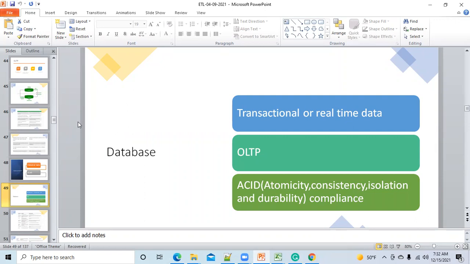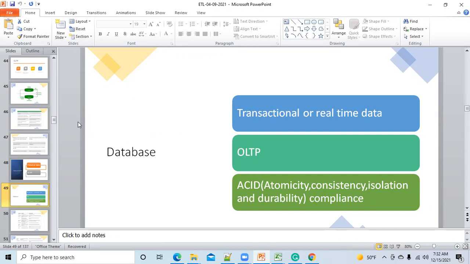Facebook wants to understand how many posts were posted on its platform on 29th March 2021. So which database? OLAP? No, he just wants a particular day only. OLTP. Correct.